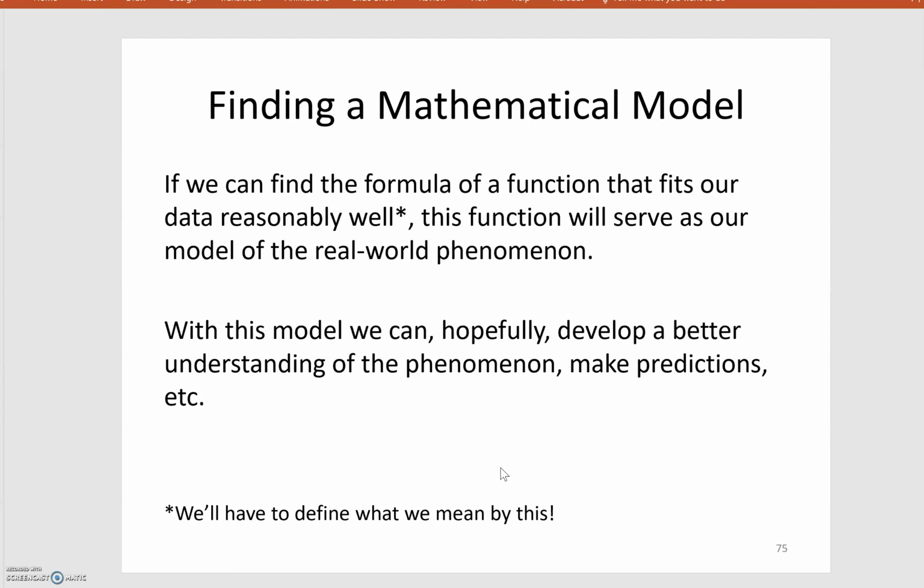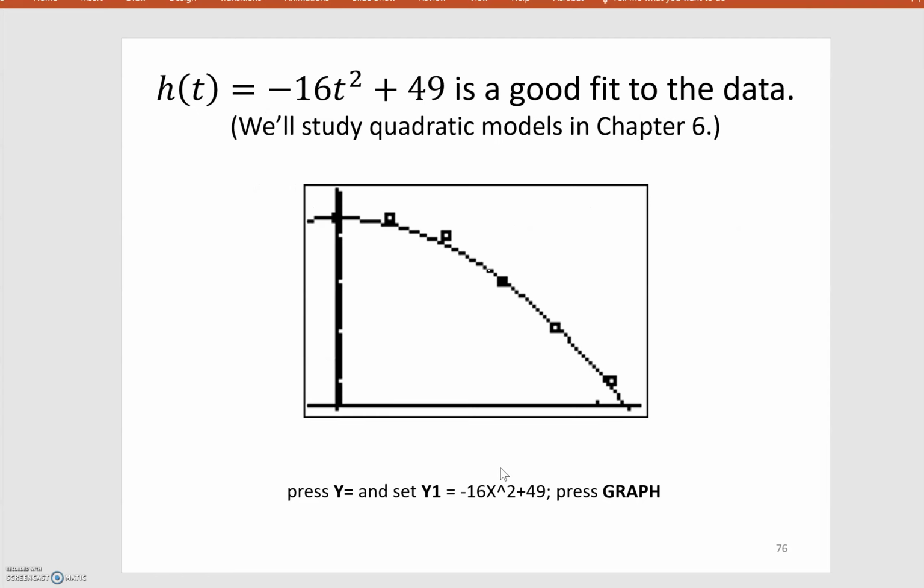Okay, so I'm skipping a bunch of stuff here because I wanted to get to the function. So you see now a function, h of t equals negative 16t squared plus 49, and I've graphed it on the screen. You could do the same just by entering this as y1 and graphing it on the scatter plot, and you see that it's a pretty good fit.